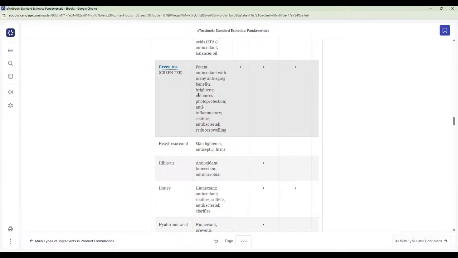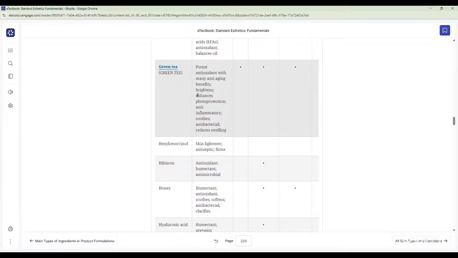Hibiscus, antioxidant, humectant, antimicrobial, which means A1, great for the skin. It's going to help get rid of that oil buildup. Also, it's going to say no to microbes, germs. Great for use with acne type skin, oily skin, absolutely great. It's going to get rid of buildup.